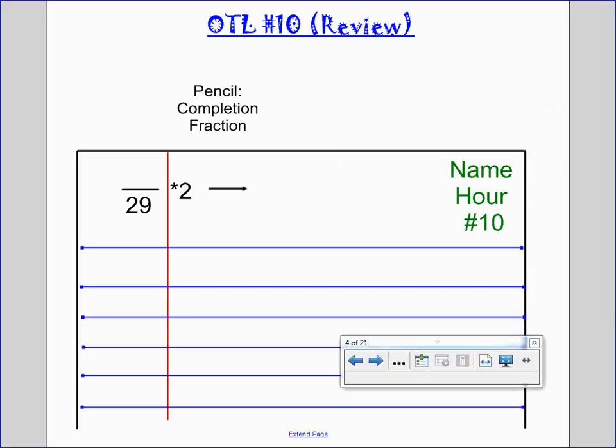But first, we've got to do a couple of homework checks. There's a stapler on the front table and the side table. Please make sure that your review OTL has your correct heading on it: name, first and last, 2A, number 10. Give yourself credit for those you completed, out of 29. Divide and multiply by 2, and then we'll box your answers. This does not include your alphabet challenge or your prerequisite skill review. This is just a review.